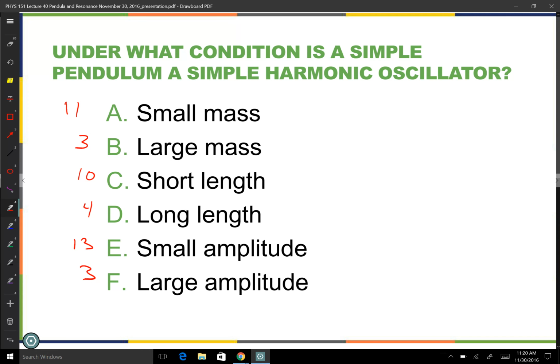We did not have a good agreement here, so turn to the people next to you and discuss with them, what did I say about this? What would the reasons be for whichever answer it is?